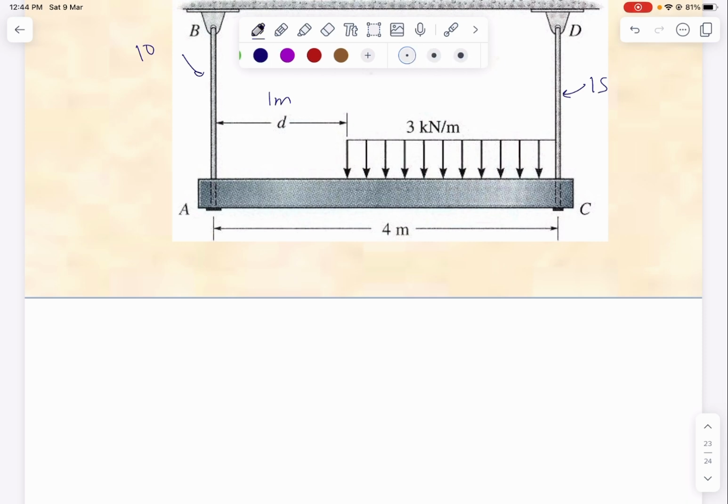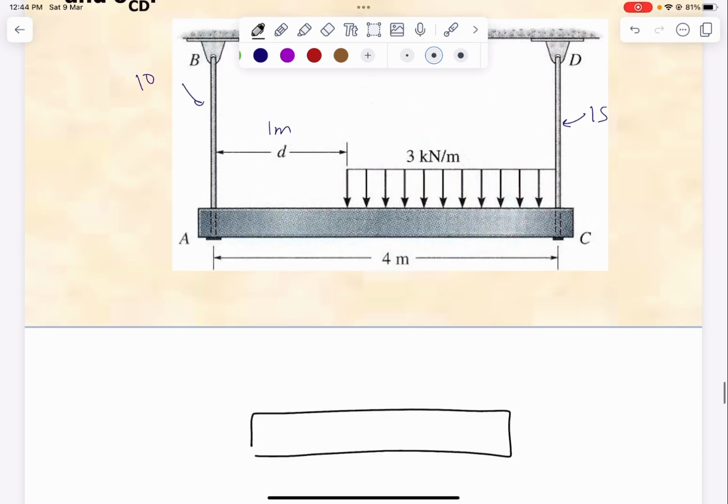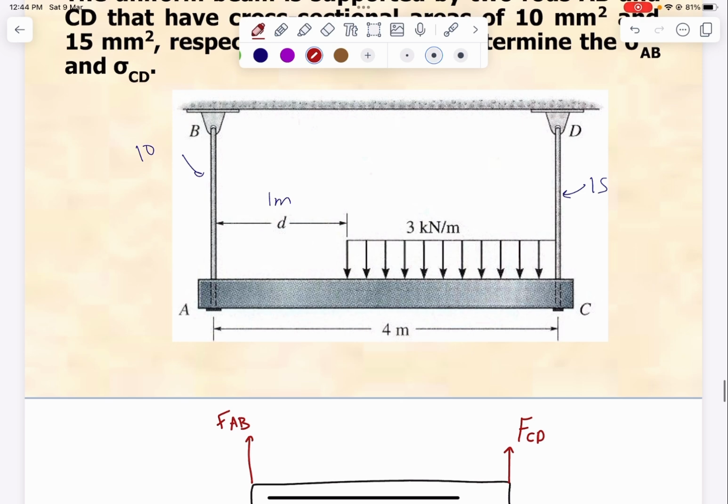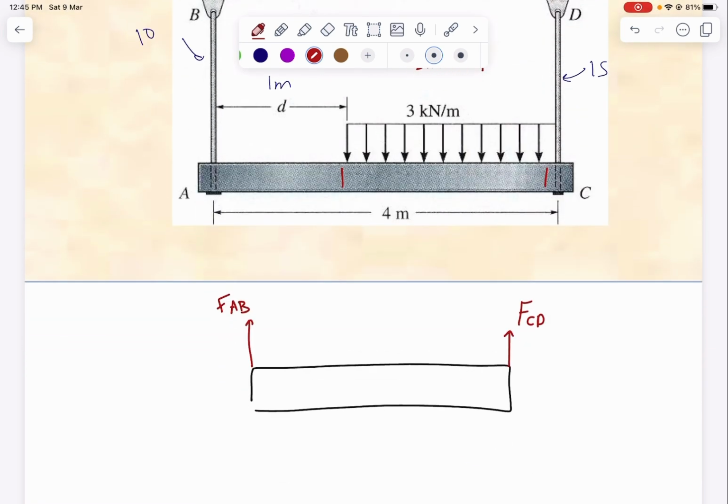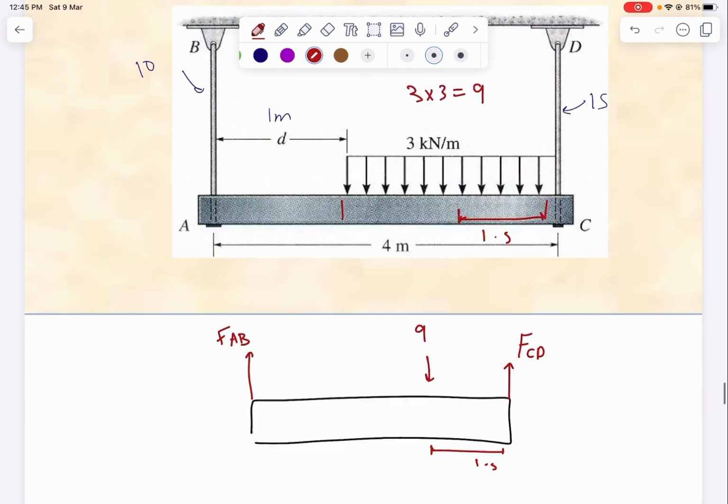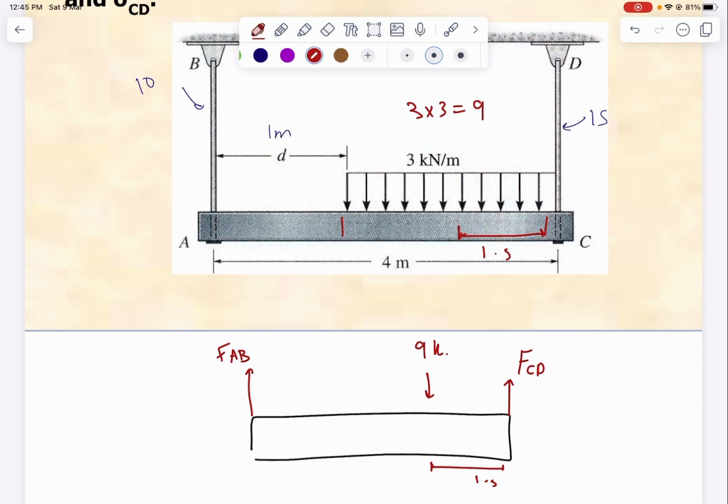First, let's start by drawing the free body diagram. We will assume that these two are two force members. This is FAB and this one is FCD. And the distributed loading, if this one is 1, for this one is 3. So I'm going to say 3 by 3 and this is equal to 9. And I'm going to put it exactly in the middle. So if this one is a 3, in the middle is going to be 1.5. So 1.5. Going to put the distributed force, kilo Newton.